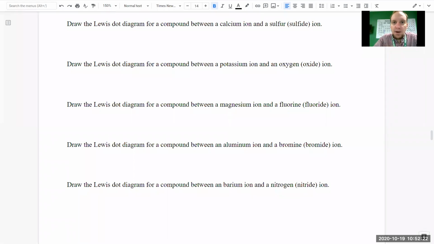So let's try a few more practice Lewis dot structures for ionic compounds. You'll notice again, these are far easier than your covalents, no geometries, right? So the first one says, draw the Lewis dot diagram for a compound between calcium ion and a sulfur ion.